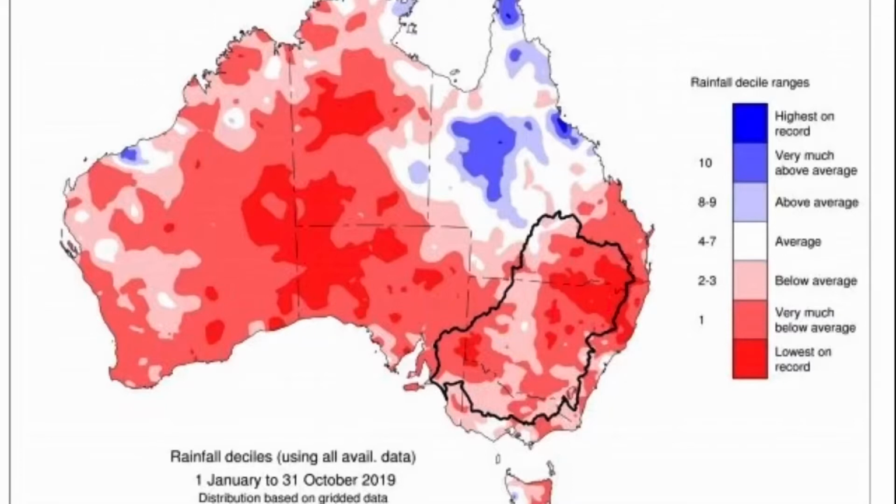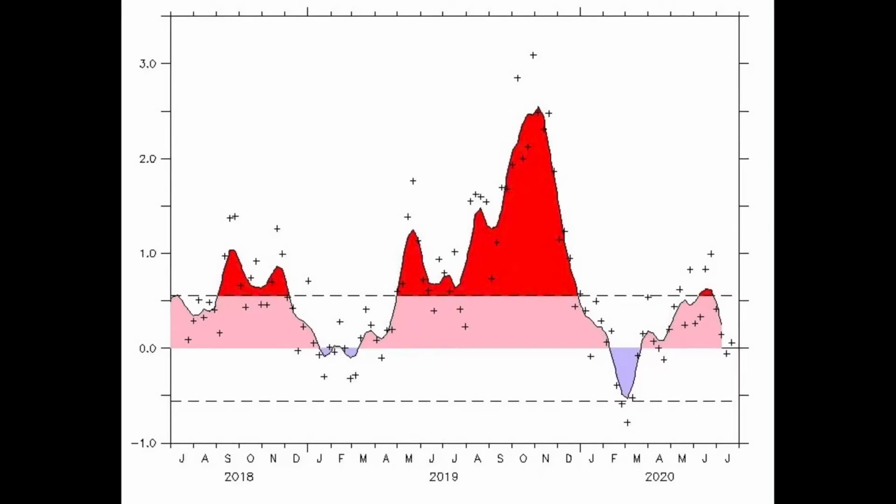This figure shows rainfall deciles from January 1st to October 31st, 2019. Notice the central and southwest regions that show precipitation was the lowest on record. Low precipitation values are caused by many factors, including teleconnections throughout the globe.